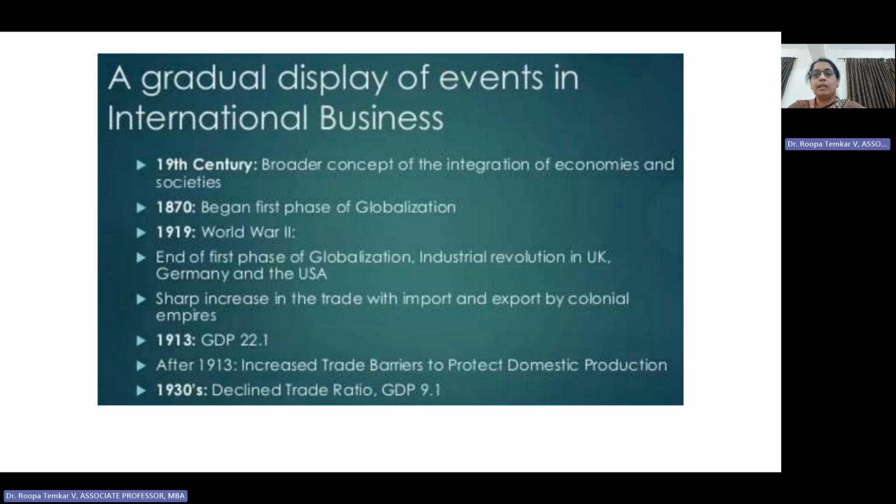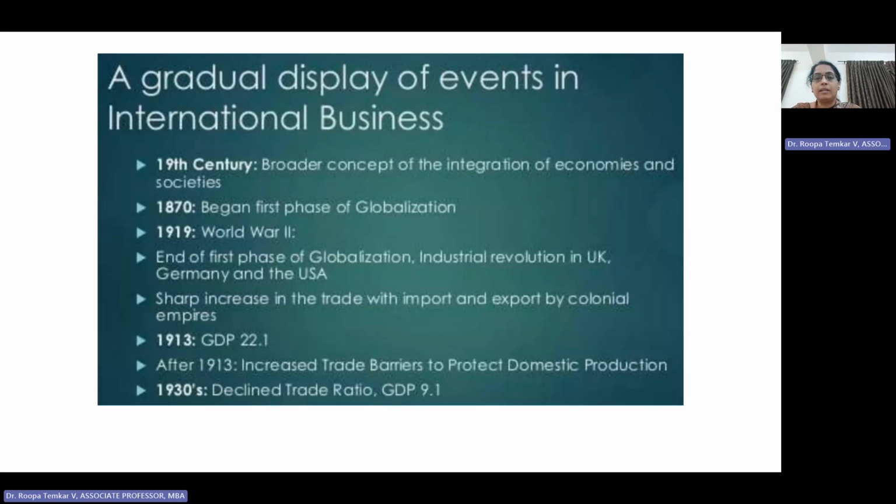It has some introduction, that is history. Here we can see the commencement of the international business concept in the year 1870. Later on, it was widely spread during World War II. That happened in 1919, and the end of the first phase of globalization and industrial revolution in UK, Germany, and USA. Slowly it expanded to India also during World War II. And in 1913, during wartime, the GDP was recorded at 22.1.